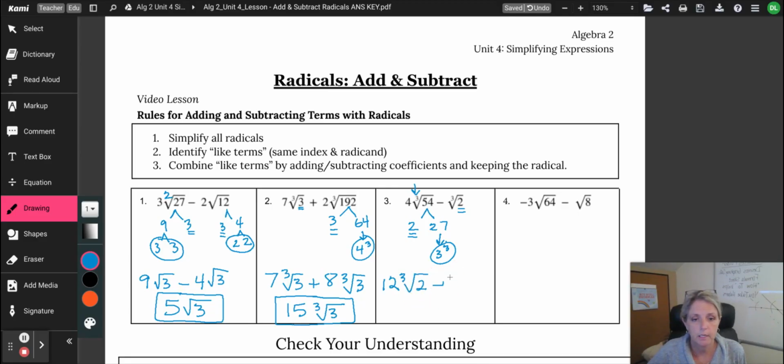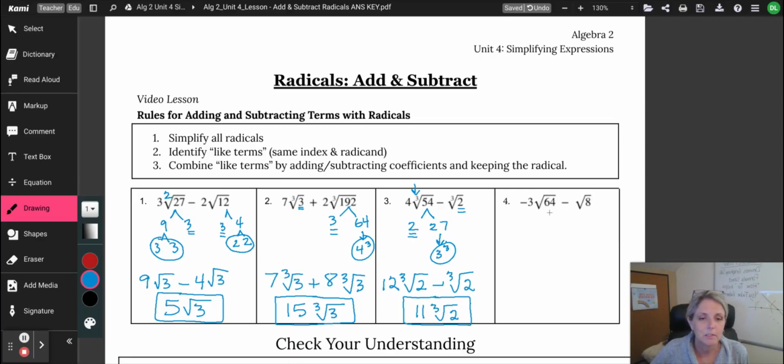And I still have the cubed root of 2 left here. Minus, and then we'll just carry down that cubed root of 2. Since we have cubed root of 2 on both, we can do 12 minus. Now remember that even though it's not written, if we say minus a cubed root of 2, we're talking about 1. And so 12 minus 1 is 11. So we have 11 cubed root 2 left over.